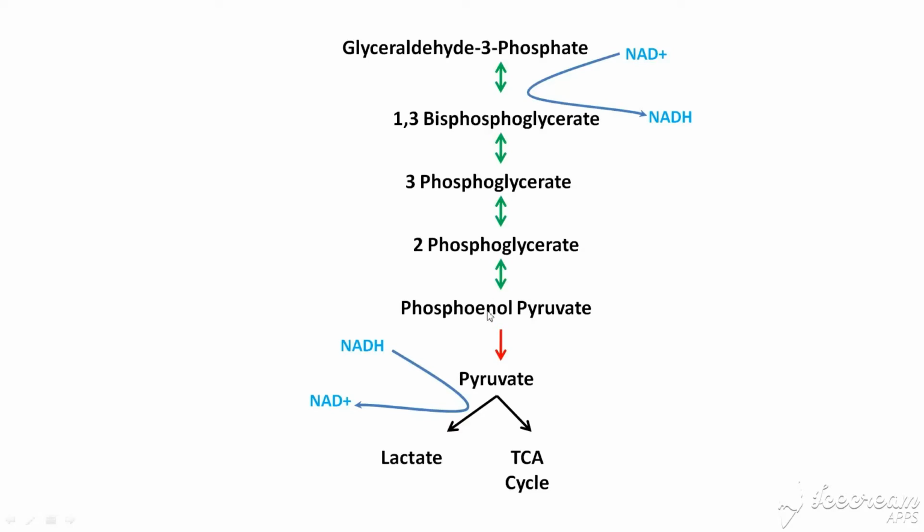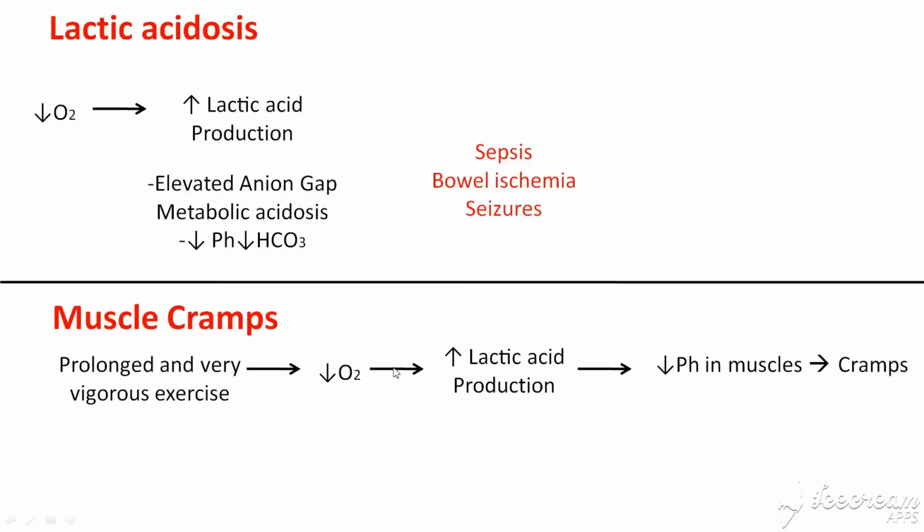Now, if tissue enters a hypoxemic state and it can't enter the TCA cycle, so it can't regenerate its NAD+, then there has to be another way to regenerate this NAD+, and this is by the conversion of pyruvate to lactate and the regeneration of NAD+. So a few important clinical correlates.